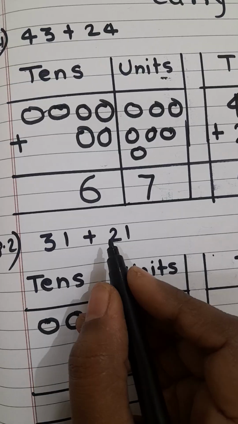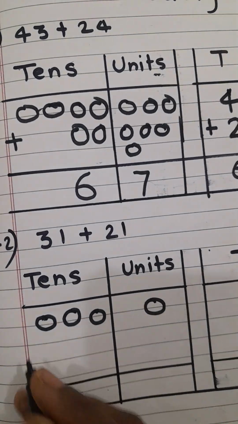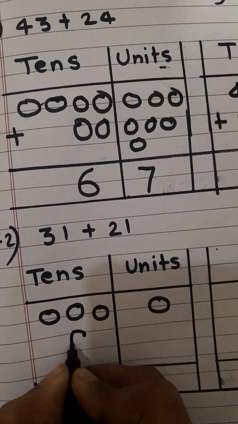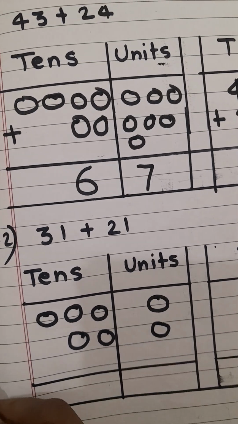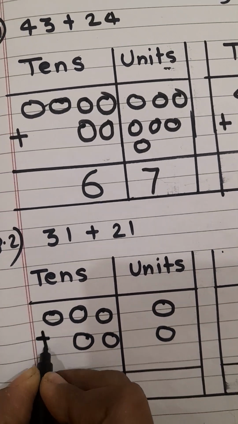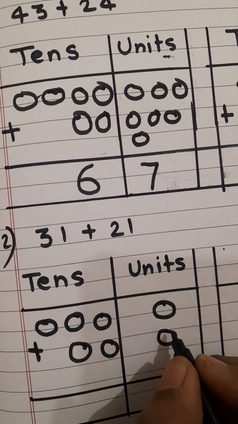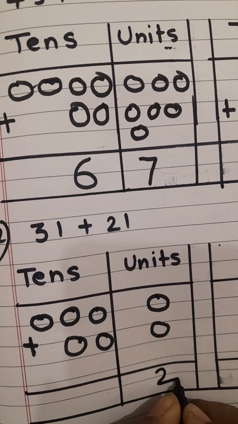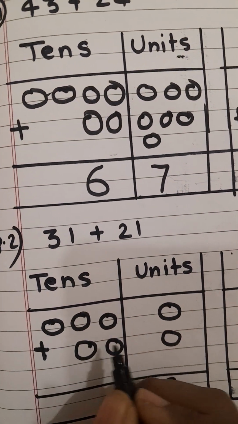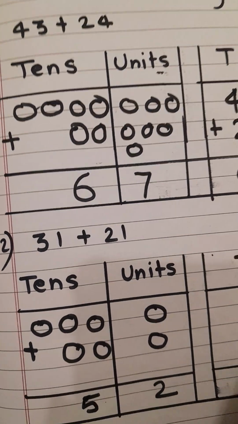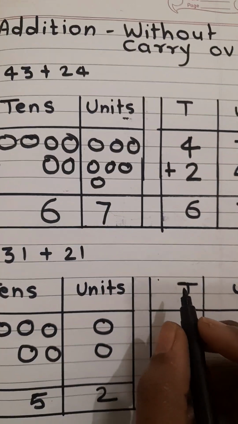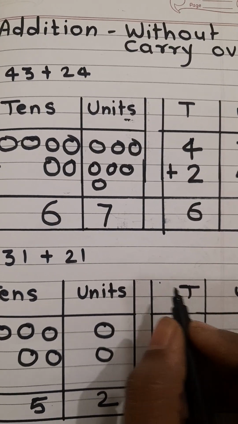Then in 21, how many tens are there? 2 tens. 1 2. And how many units are there? 1. You have to add these tens and units. Count this. 1 2. How many units are there? 2. And how many tens are there? 1 2 3 4 5. How many tens are there? 5 tens. And then in second method you have to write the numbers.